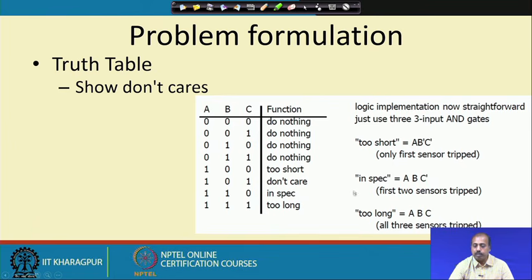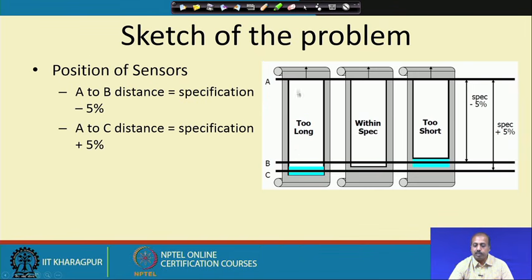So, I can write down the corresponding logic expressions for too short, within specification and too long, and accordingly we can get the corresponding function. Okay. So, I can have a combinational logic based on these ABC outputs from this rail. So, from this rail, we can identify whether the rod is within specification, too long or too short.